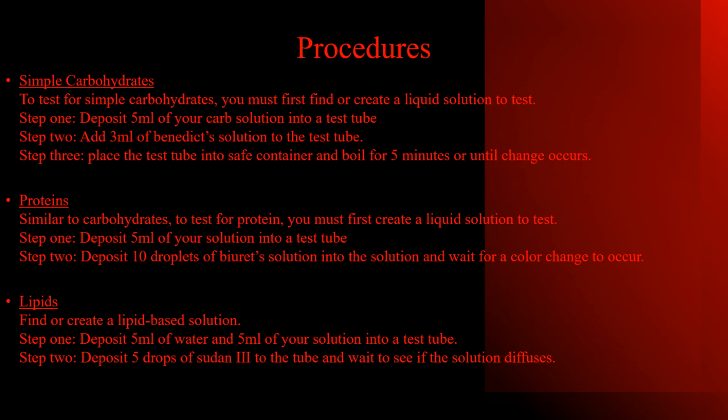Proteins. Similar to carbohydrates, to test for proteins, you must first create a liquid solution to test. Step 1. Deposit 5 milliliters of your solution into the test tube. Step 2. Deposit 10 droplets of Biuret's solution into the solution and wait for a color change to occur. Lipids. Find or create a lipid-based solution. Step 1. Deposit 5 milliliters of water and 5 milliliters of your solution into a test tube. Step 2. Deposit 5 drops of Sudan III into the test tube and wait to see if the solution diffuses.